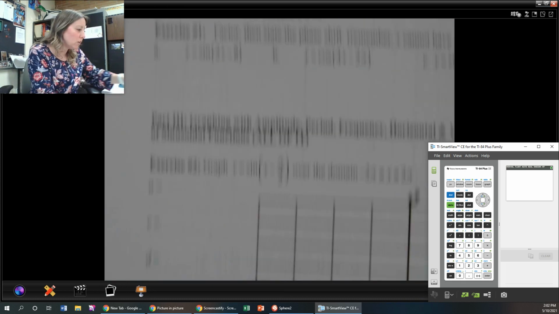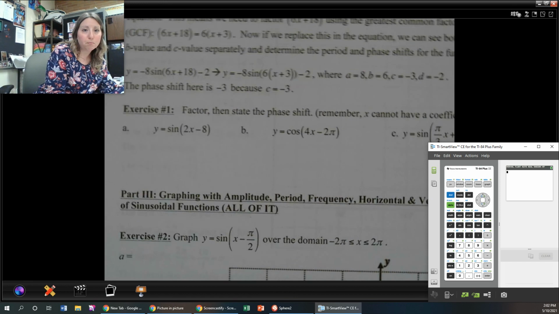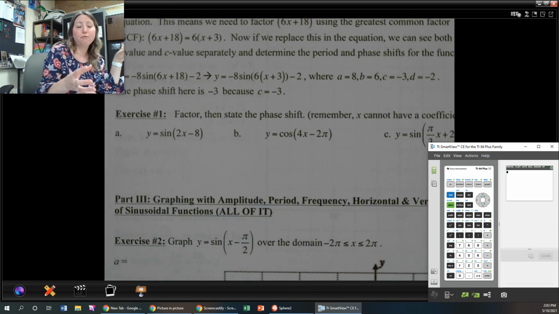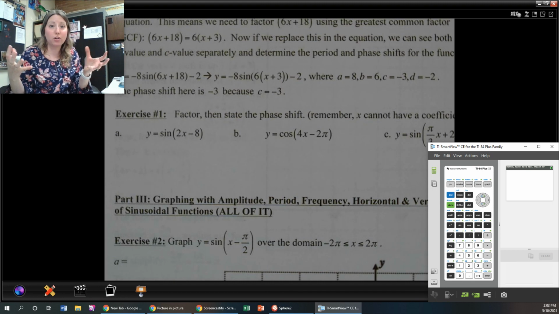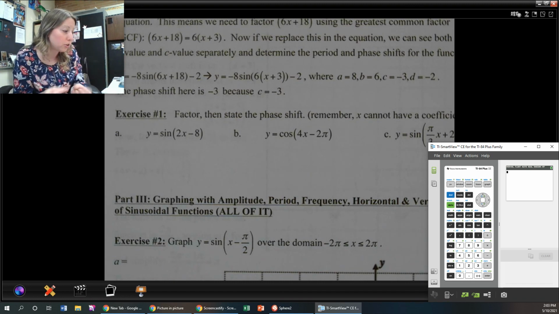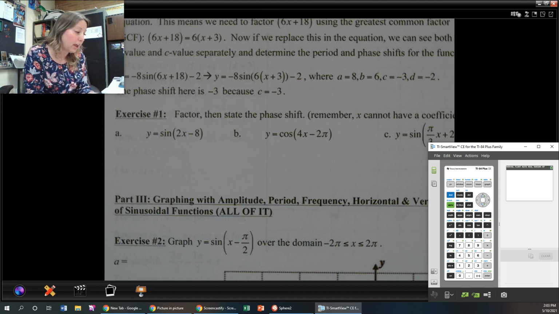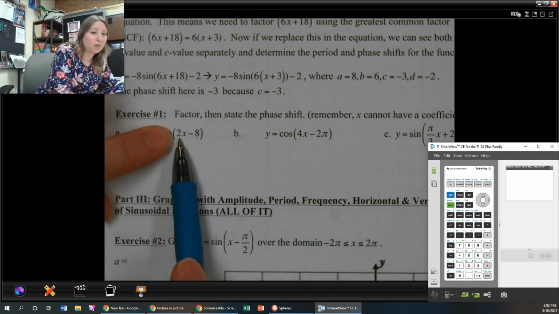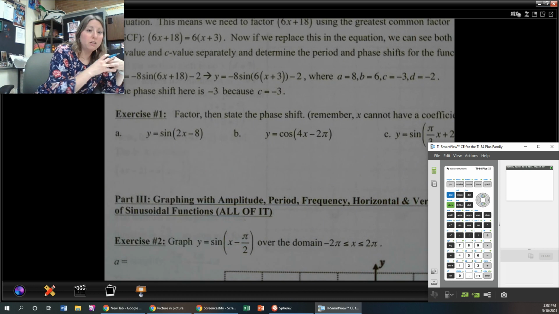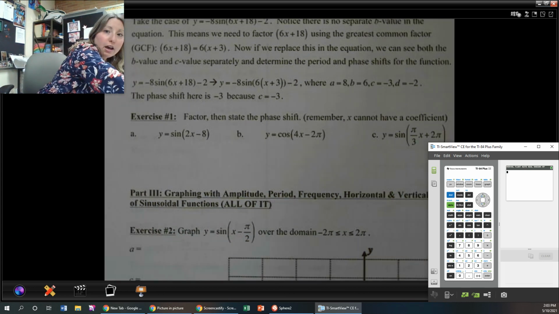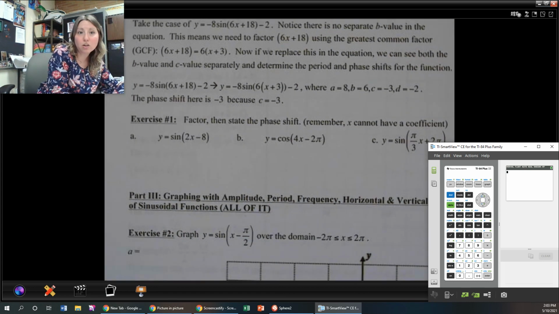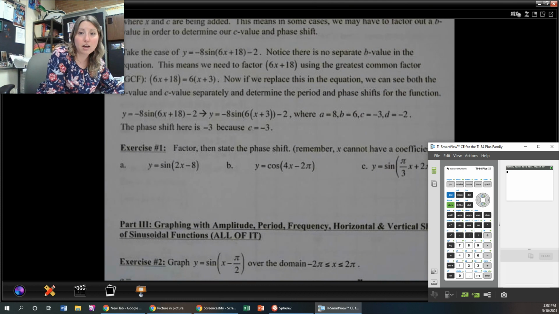Let's first start by talking about what if I do have a value multiplied by my x in the equation. I've got to factor out that value as a GCF. I need to make sure I don't still have a number in front of x. So I've got to have the b separate from the phase shift, so that I can interpret each of those. Up here, I'm just reiterating that fact, and I had said that to you already.